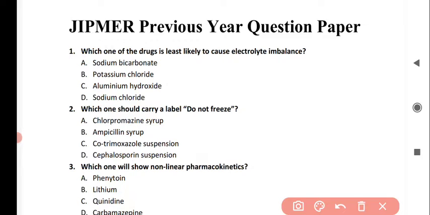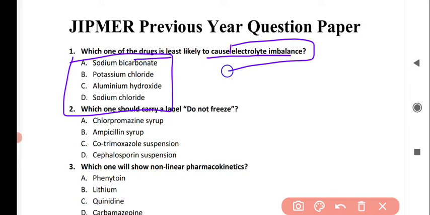So the question is, which one of the drugs is least likely to cause electrolyte imbalance? So we have to find among these four drugs which will cause the least electrolyte imbalance or will not be responsible for electrolyte imbalance. So first let us understand about electrolyte imbalance, and when we will say that a person is suffering from it.